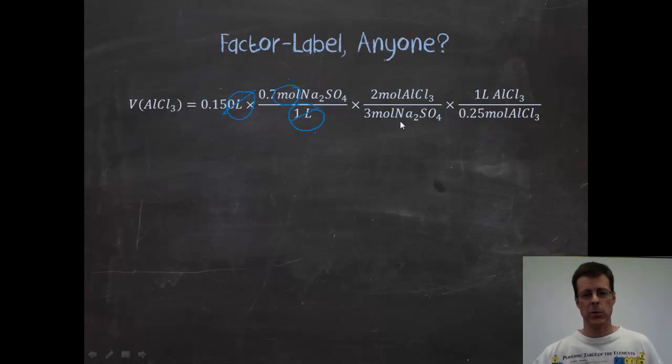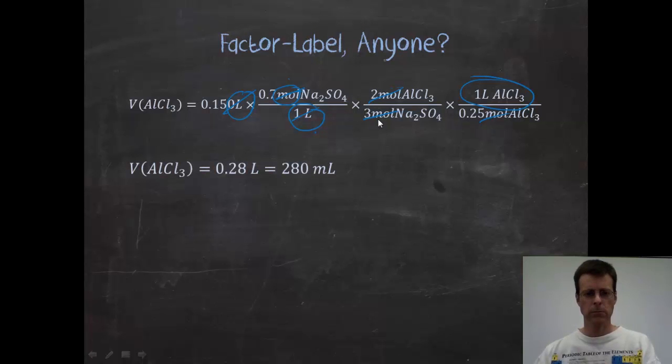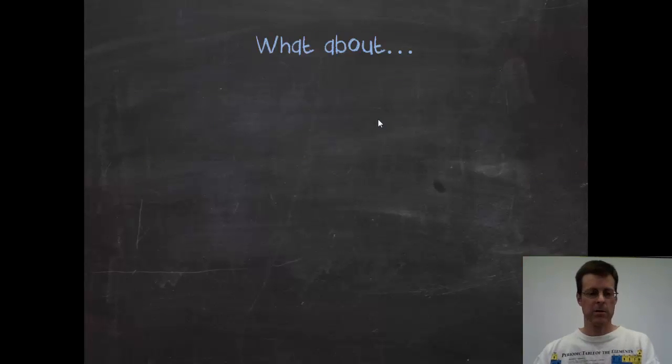Now I've got moles of sodium sulfate on top. They're going to cancel with moles of sodium sulfate on the bottom, and moles of aluminum chloride on the top, which will eventually cancel with moles of aluminum chloride on the bottom, leaving me with liters of aluminum chloride. So the units still work out, and the numbers are also all the same as well. And we get the same answer.